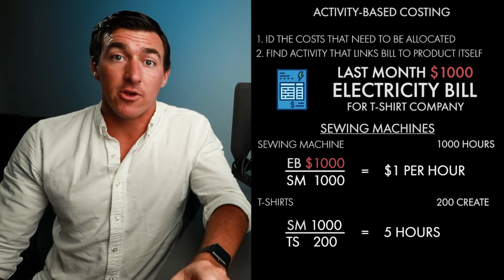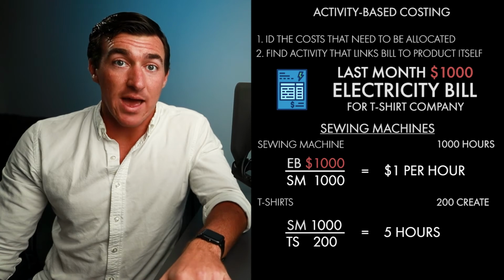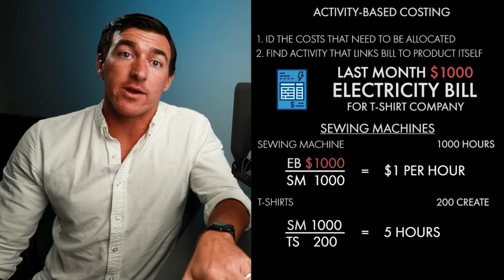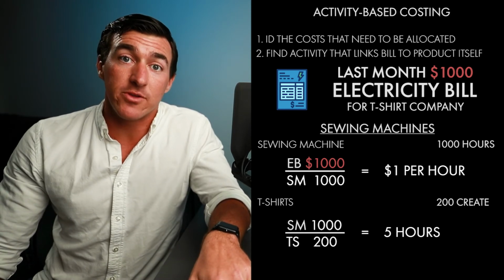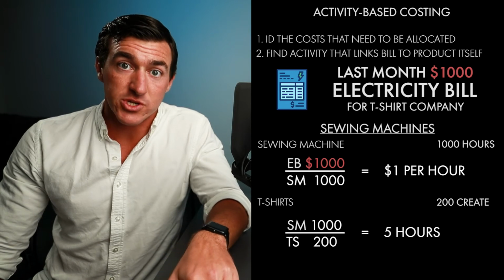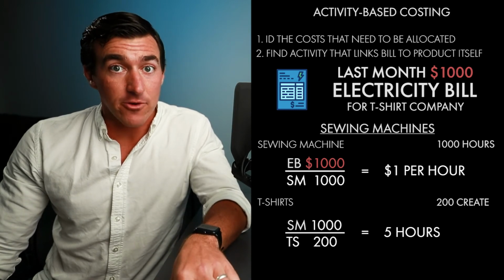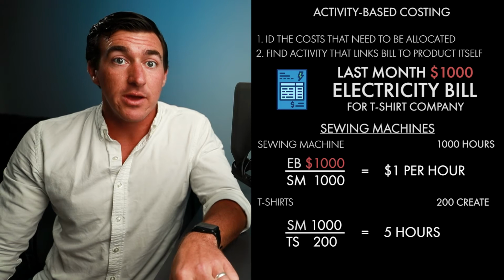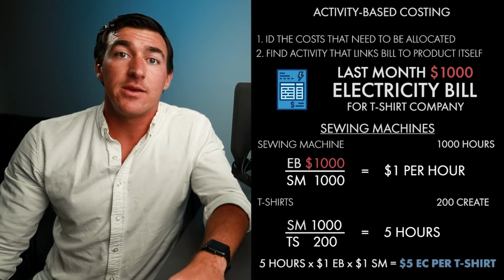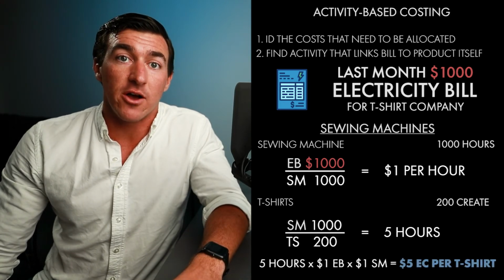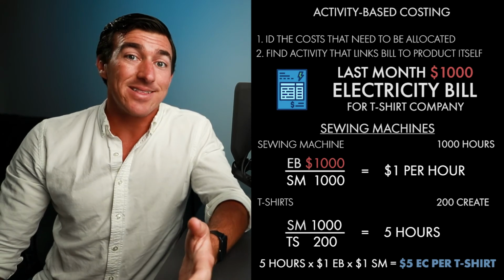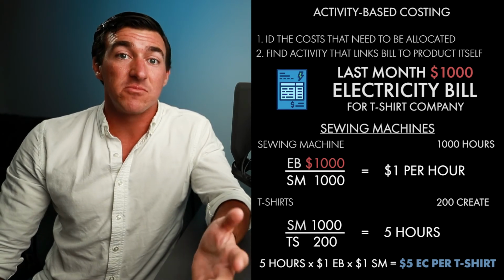Not too bad. So you know that each sewing machine hour costs you $1 in electricity, and you know it takes 5 hours of sewing machine to make one t-shirt. So 5 times $1 gives you $5 in electricity cost per t-shirt. That's pretty much activity-based costing completely done.